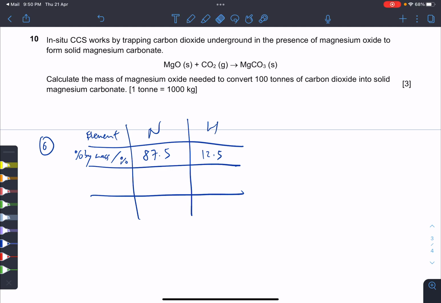Cool. So remember your hashtag hack, right? First step, equation. Here, no reaction, no equation. Fine. Second step, change to mole. Okay, let's change to mole then.